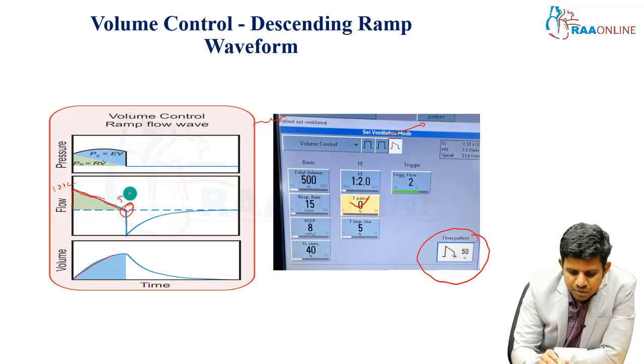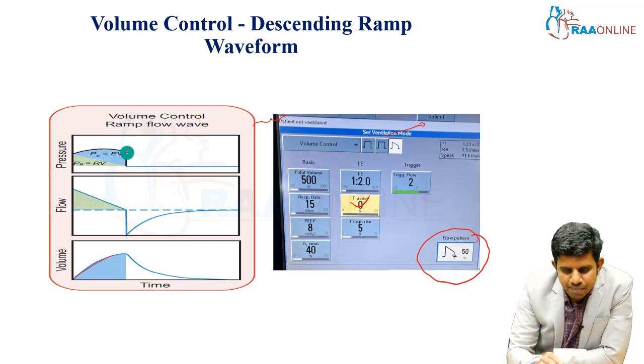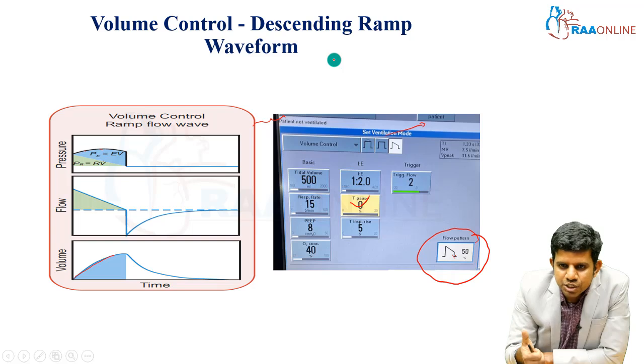At the end, once the flow reaches 50% of my peak flow, the ventilator will change from inspiration to expiration. Okay. So, why is it important for us? Whenever checking a plateau pressure with the ramp flow waveform, or descending ramp flow waveform, there is no need to do an inspiratory pause to measure the plateau pressure.